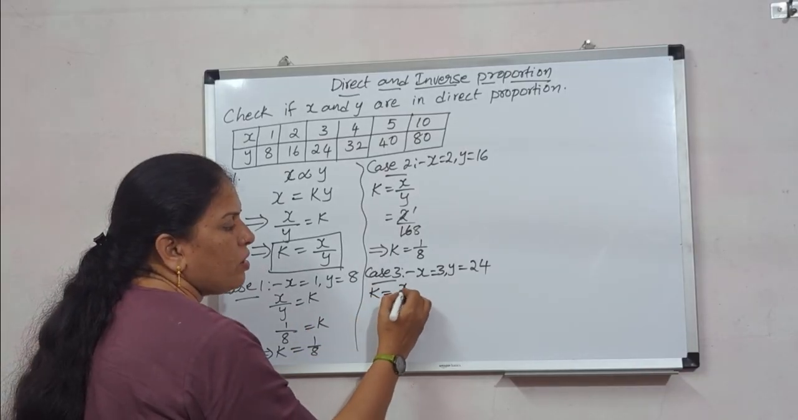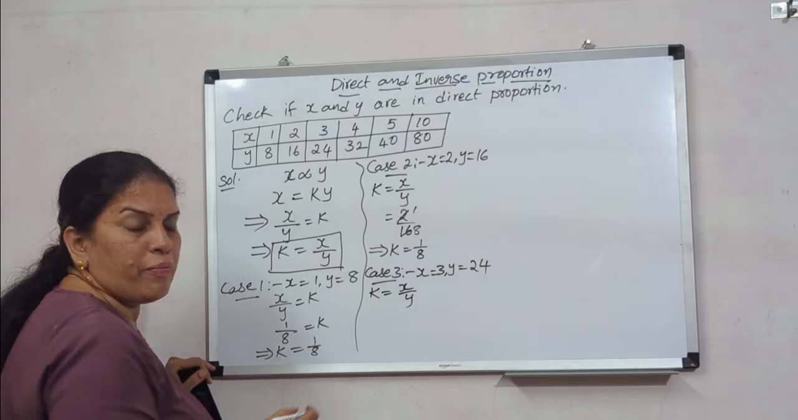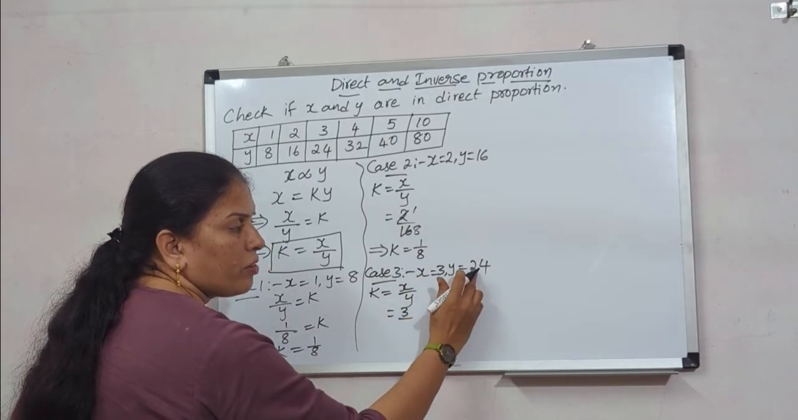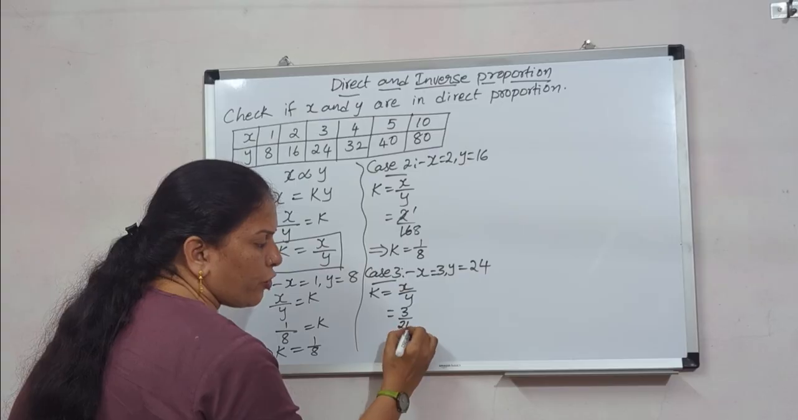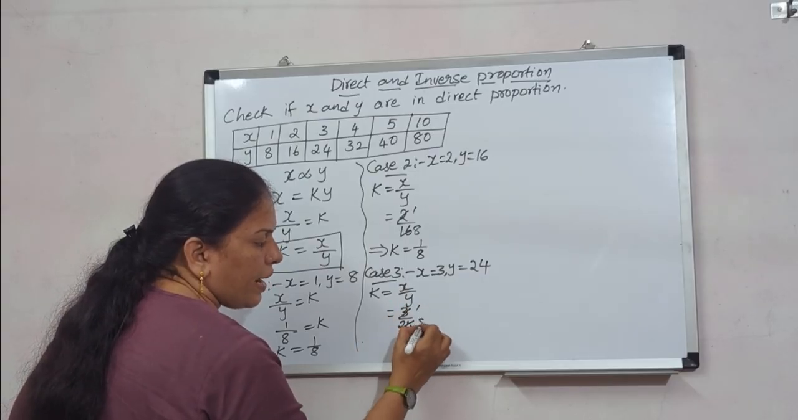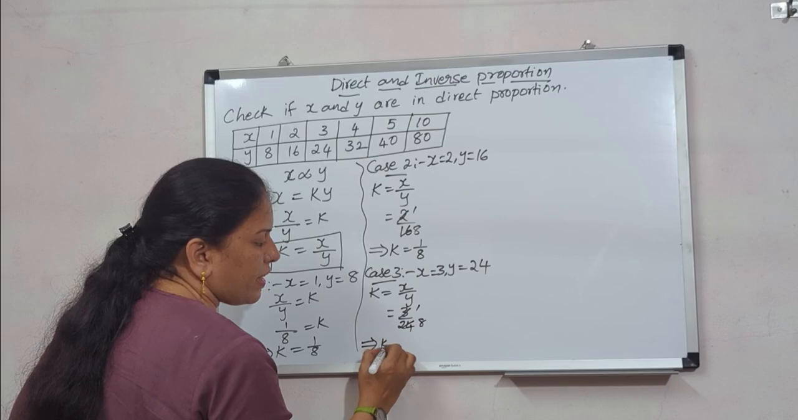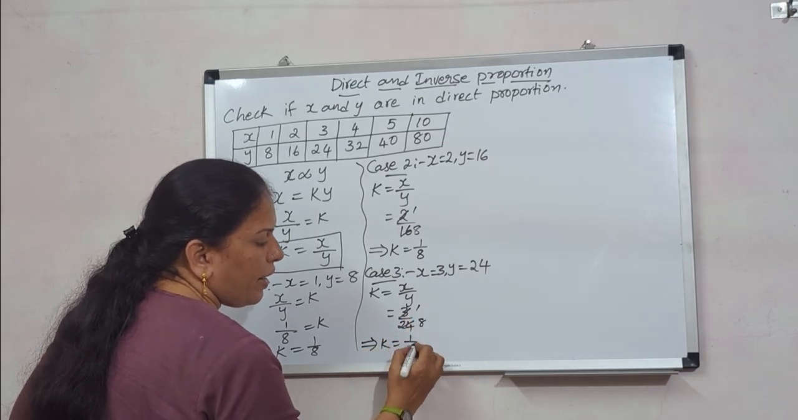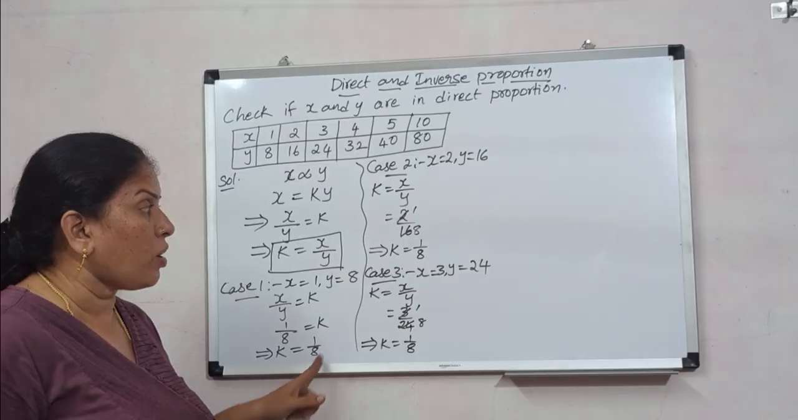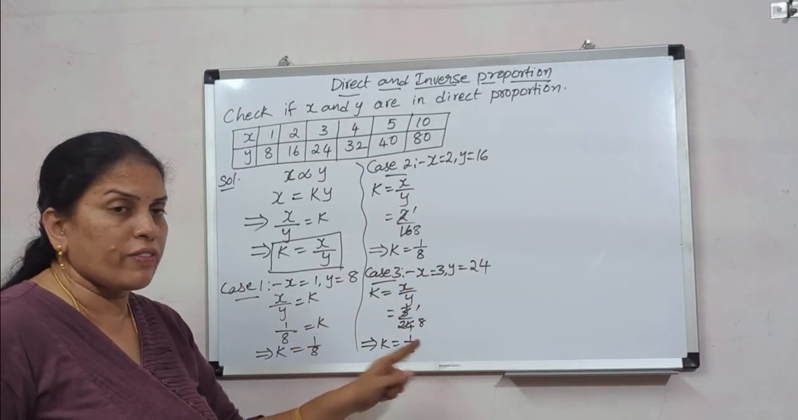K is equal to x by y. What is the k value here? x is 3, y value how much? 24. Y value is 24. 3 ones are 3, 3 eights are 24, which implies k is equal to 1 by 8. See here, first case, 1 by 8 you got. Second case, 1 by 8. Third case, 1 by 8.